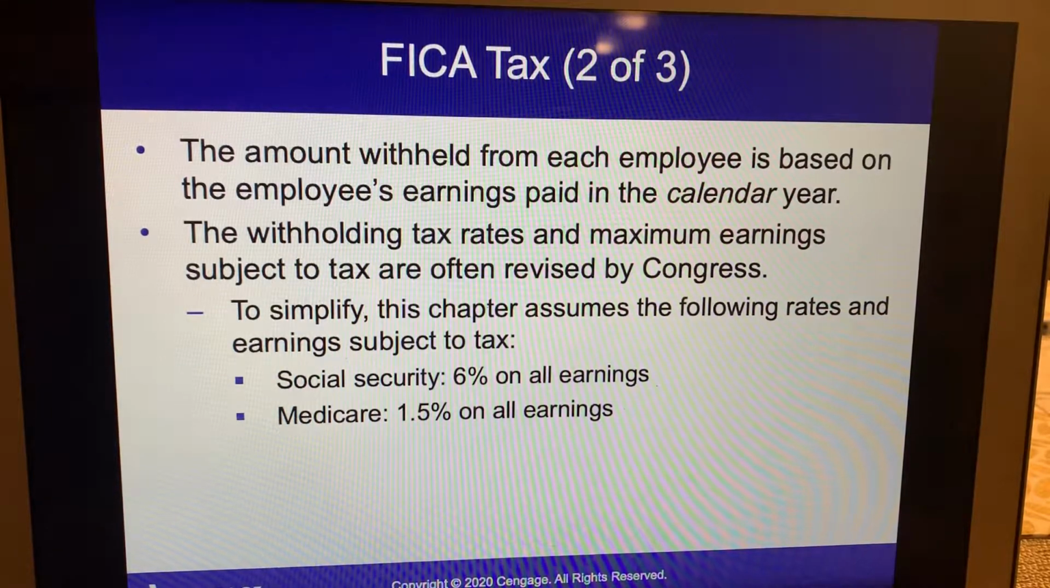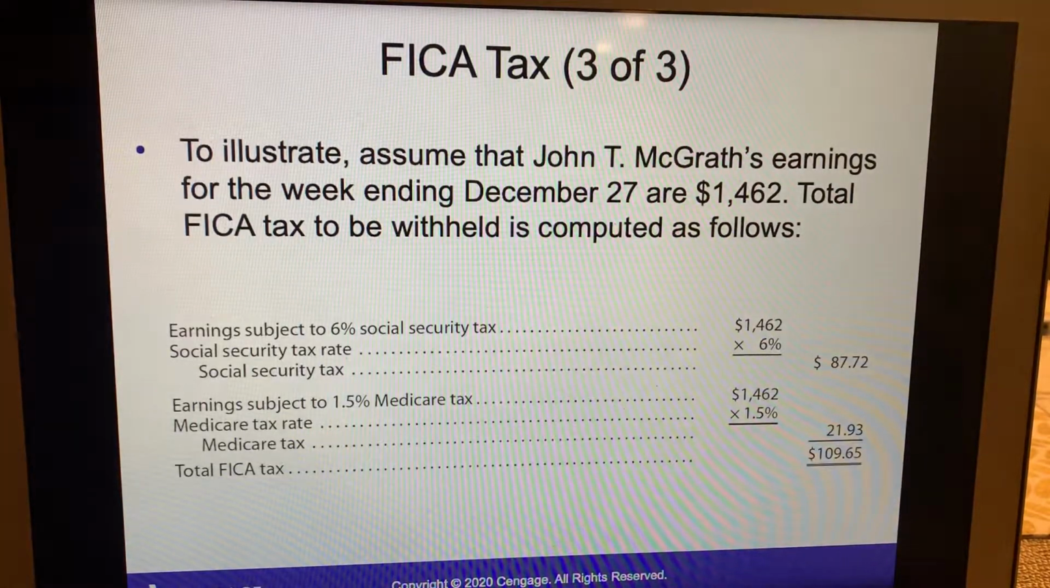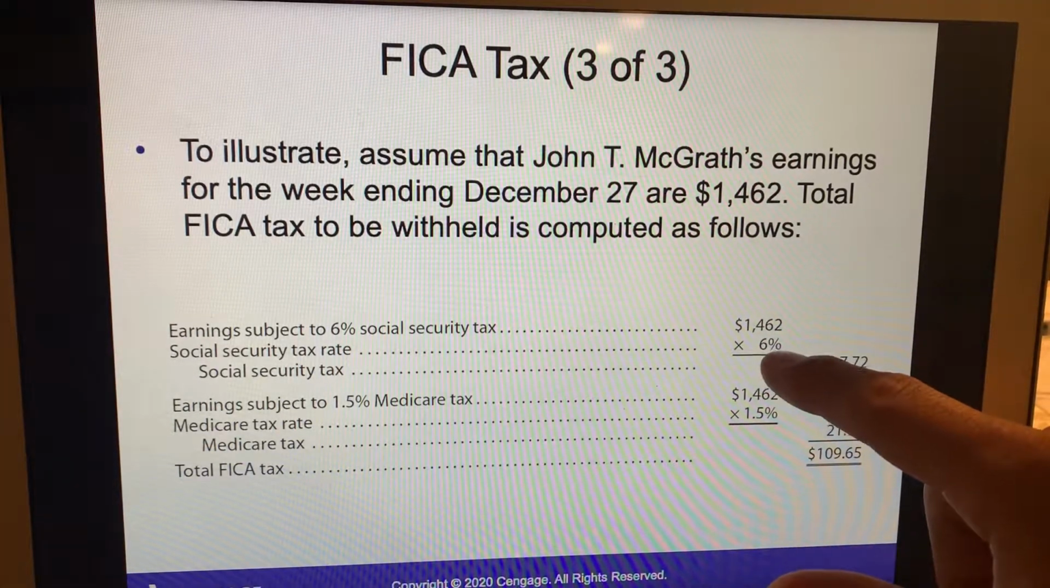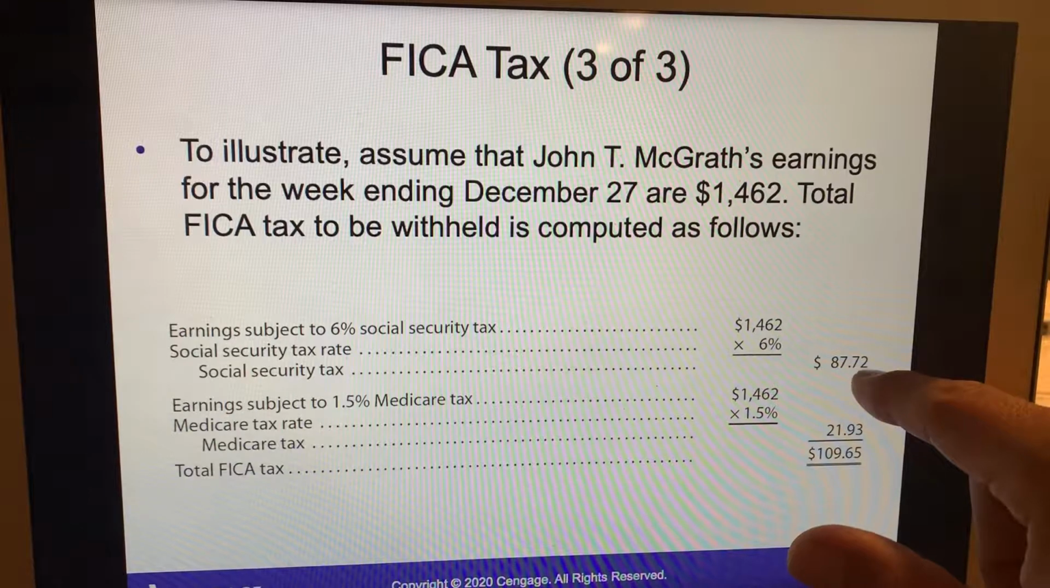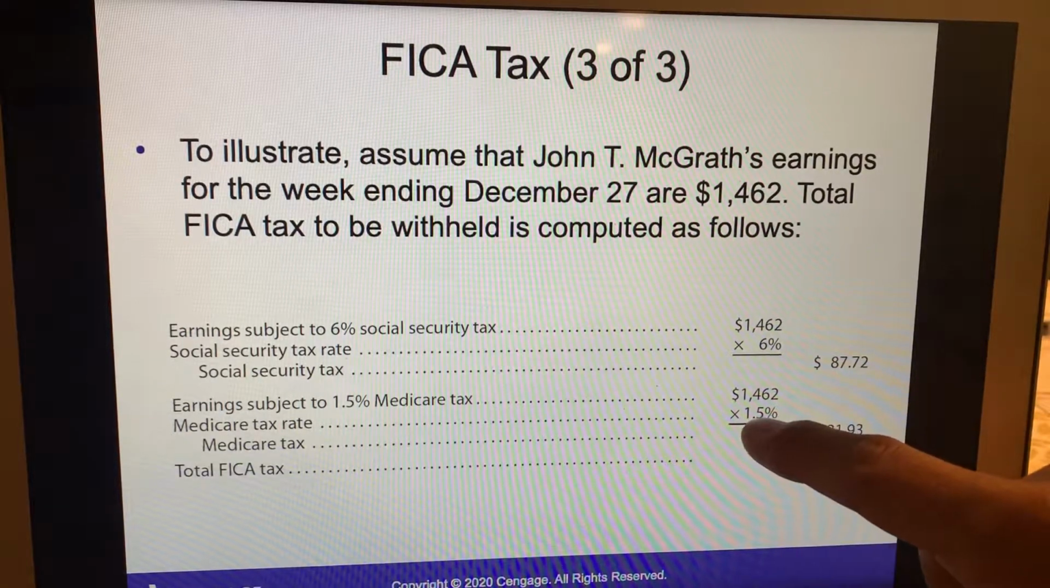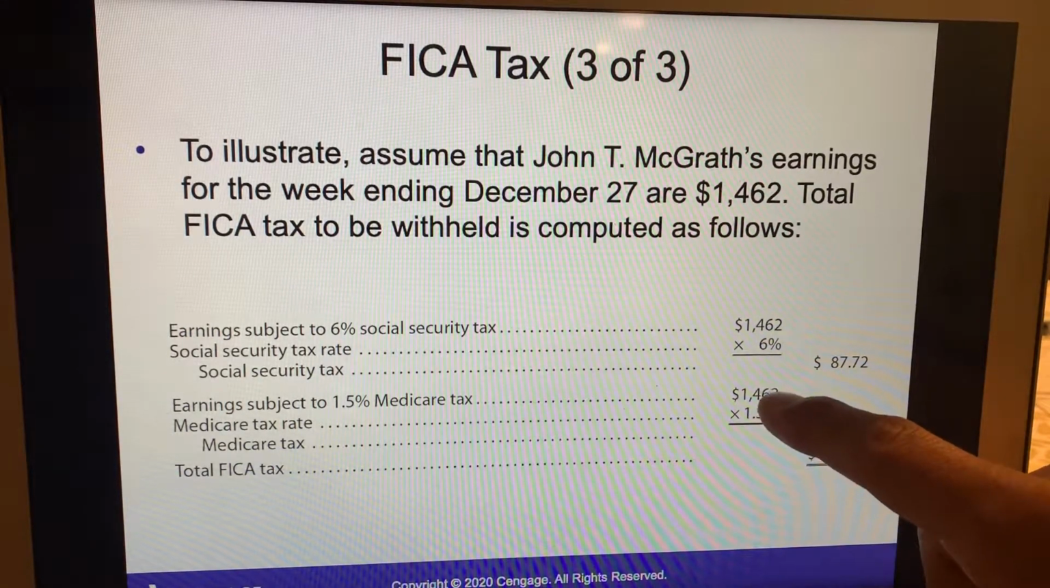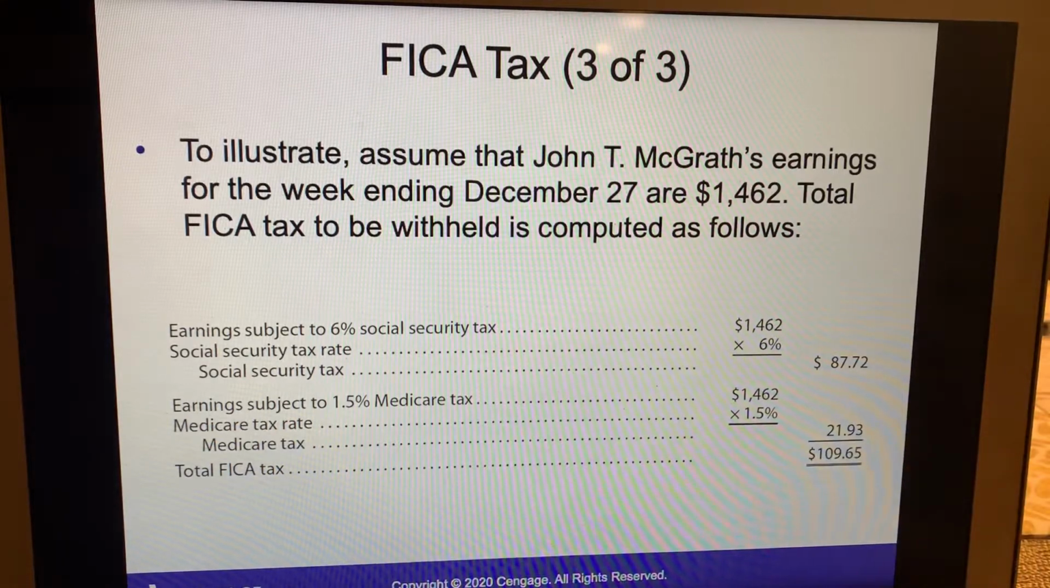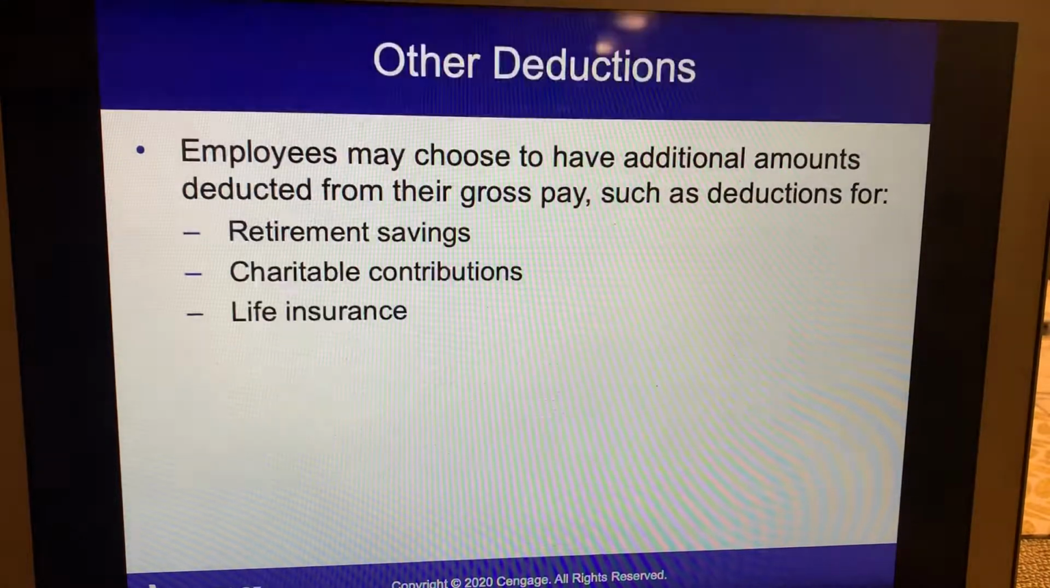To simplify, this chapter assumes the following rates. Assume subject to tax: Social Security 6% on earnings, Medicare 1.5% on all earnings. So here's an example. Earnings subject to 6% Social Security is $1,462, so 6% of that will be $87.72. Medicare will be 1.5% of the $1,462, so $21.93. So total FICA tax will be $109.65.